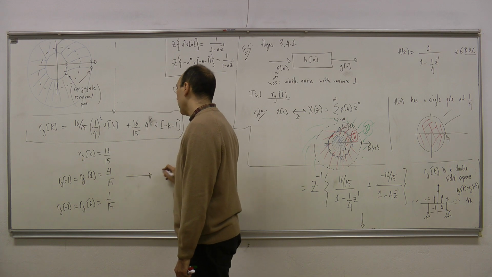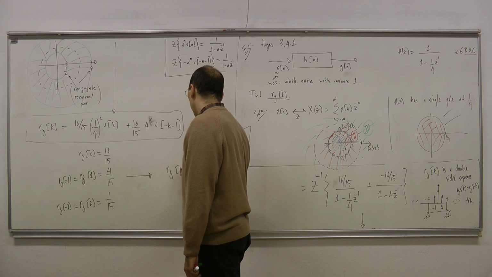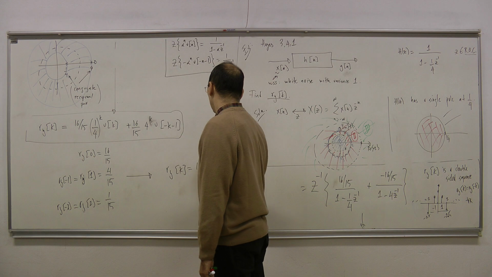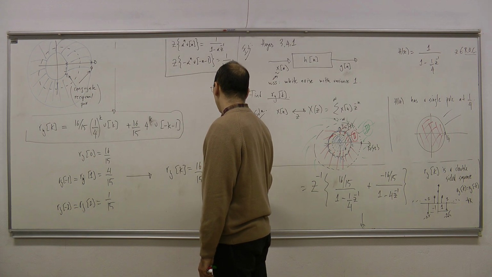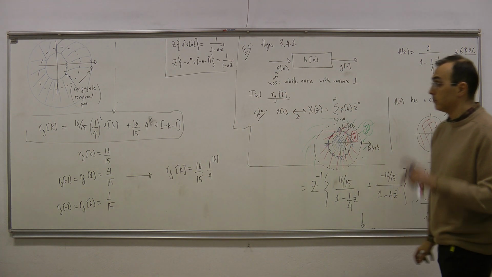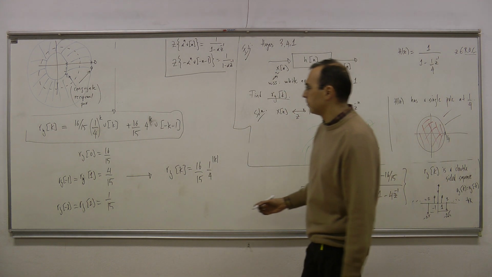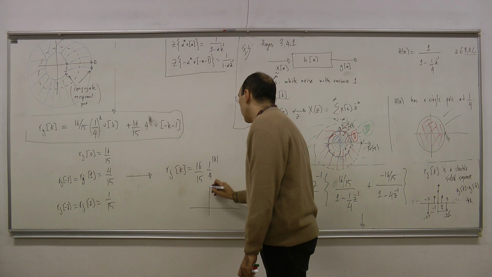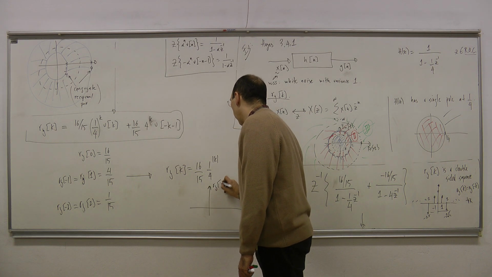So I see the following. Maybe there is an easy way of writing this. It is this: 16 over 15, 1 over 4 to the absolute k. And no surprises, because this is supposed to be an even sequence.